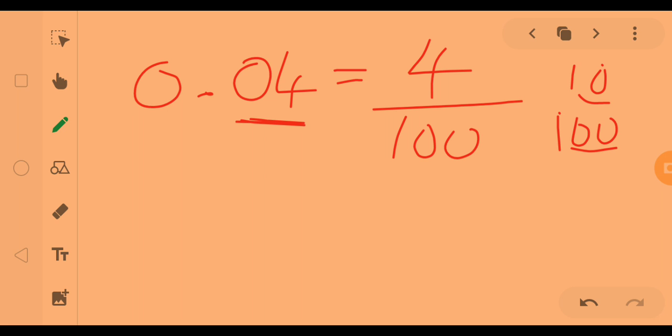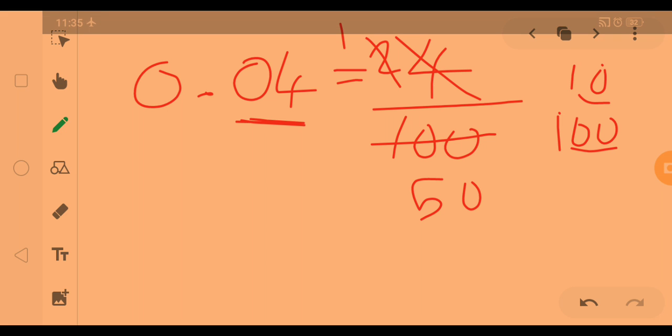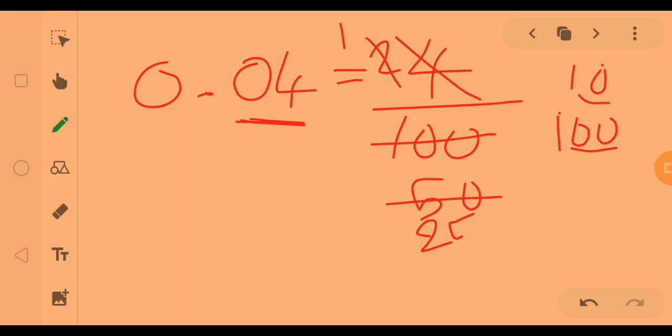Then we try to reduce it into the lowest form. Half of 4 is 2, half of 100 is 50. Again 2 and 50 can be reduced. Half of 2 is 1, half of 50 is 25. So at last we get 1 upon 25 as the simplest form of this fraction.